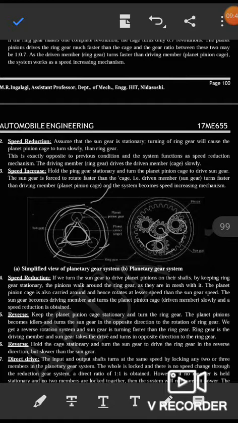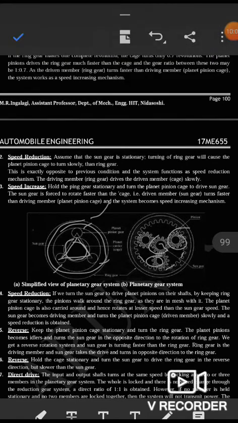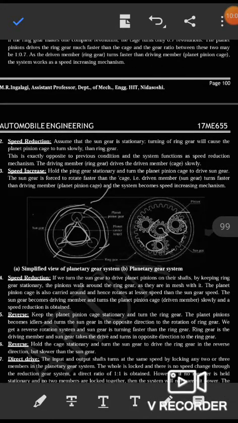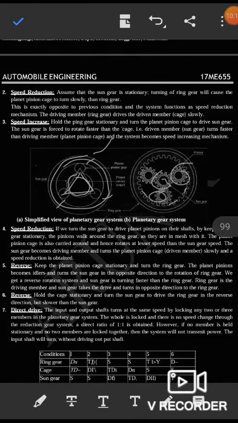This is exactly opposite to the previous condition. Whatever was there in the previous condition, we do the opposite here to reduce the speed. The system functions as a speed reduction mechanism. The driving member, the ring gear, drives the driven member, the cage, slowly. Likewise, we can reduce the speed.